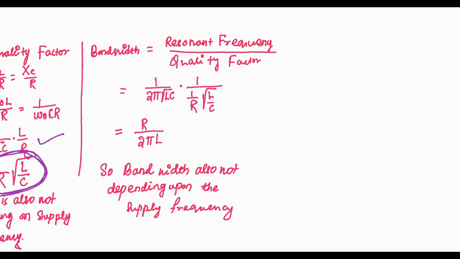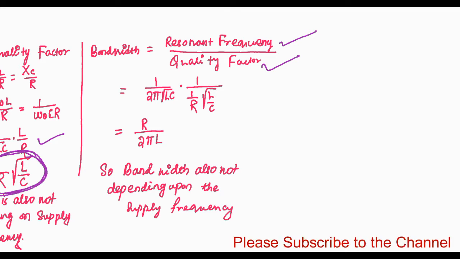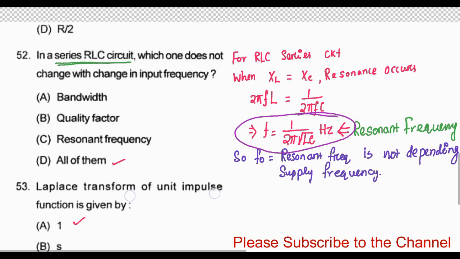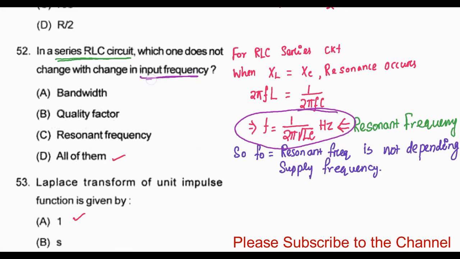Next thing is bandwidth. Bandwidth is the ratio of resonant frequency and quality factor. As both resonant frequency and quality factor are not depending upon the supply frequency, bandwidth is also not depending upon the supply frequency. That is why the term for the bandwidth, R by 2 pi L, does not contain the frequency term. So here all the terms are not depending upon the input frequency or the supply frequency. So the answer here is all of the above.